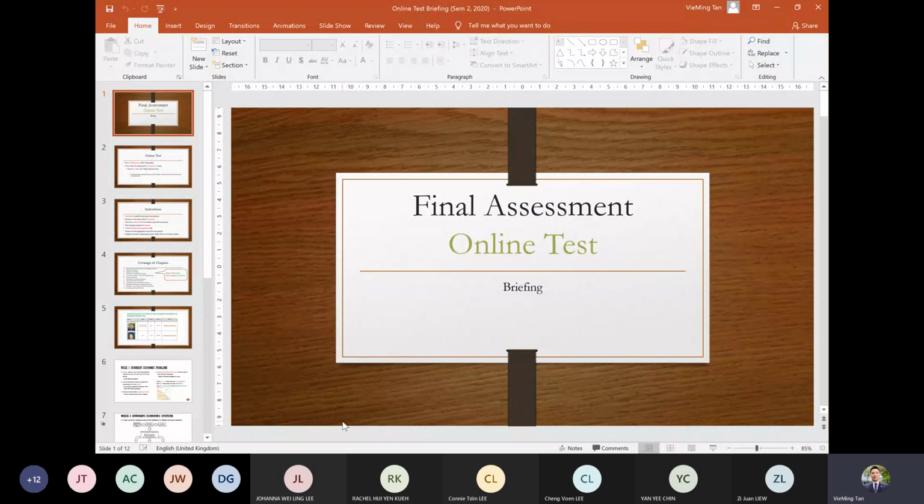Today's briefing session is mostly to focus on the format of the final assessment for economics. The name for the final assessment is called the online test.